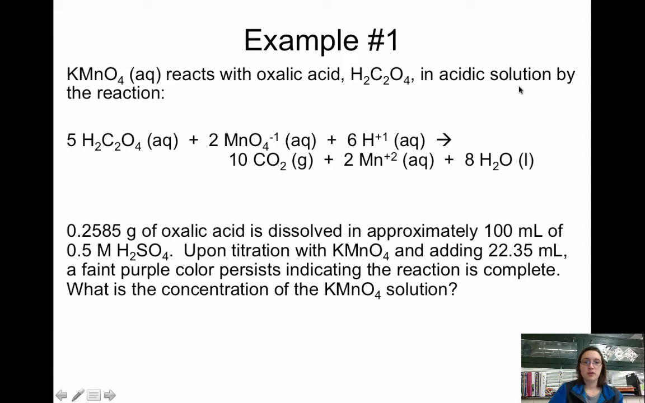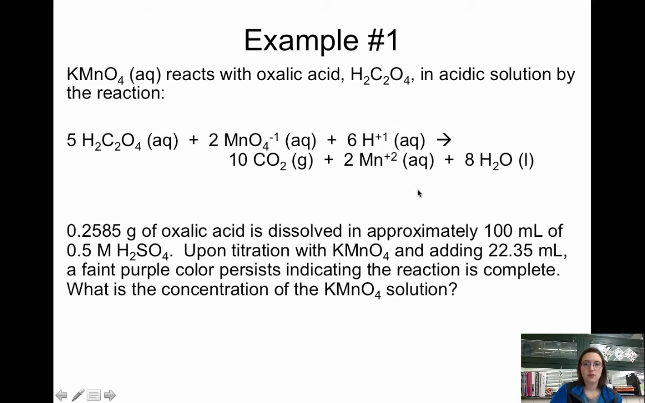So if they gave us the problem that said 0.2585 grams of oxalic acid is dissolved in 100 milliliters of 0.5 molar H2SO4. Okay, so we had to acidify it. That's why this says an acidic solution. Upon titration and adding 22.35 milliliters, a faint purple color persists. What is the concentration of the KMnO4?